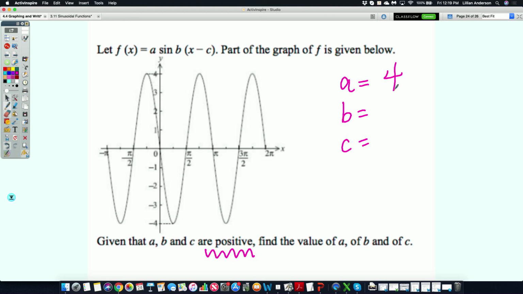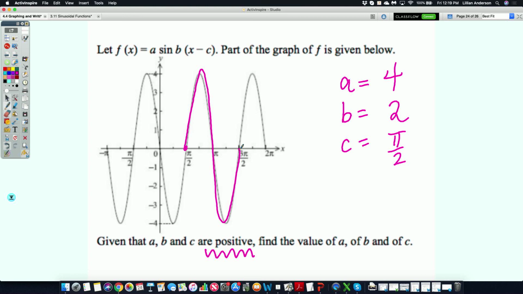Okay, a is a positive 4. What about b? 2. Number of cycles that occur between 0 and 2 pi. The period is pi itself, so you can set that equal to 2 pi over b and solve. Now the question, what's c? Pi over 2. Because when you plug it into this formula, that would be x minus pi over 2, which means you move which direction? To the right, which means that you'll start here. And yes, that is indeed sine.